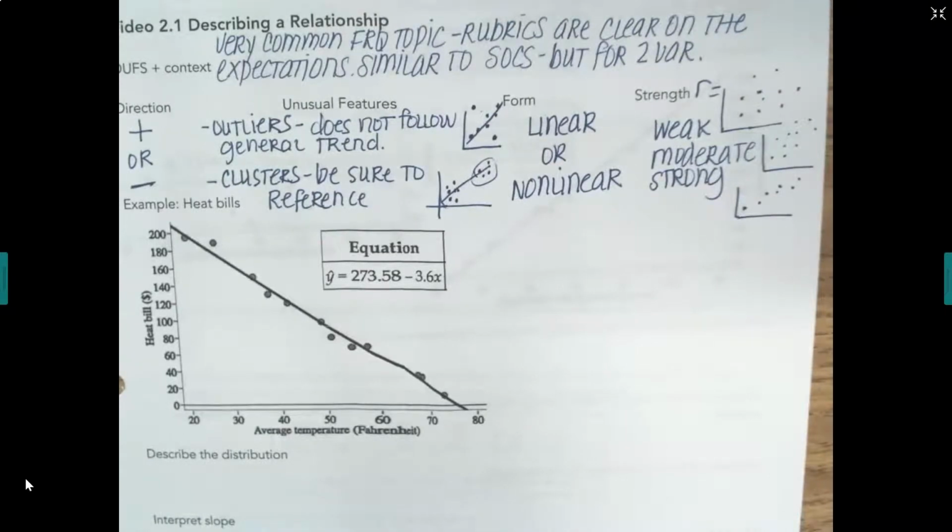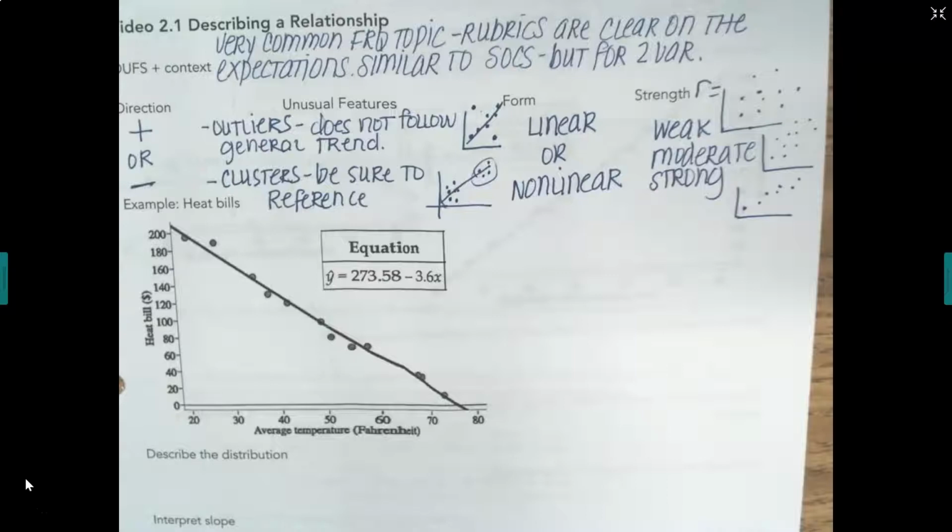So what I have here is a scatter plot with the regression line in place of heating bills compared to the average temperature. It makes sense it has a negative trend because the warmer it is, the less likely you are going to be using the heat inside.